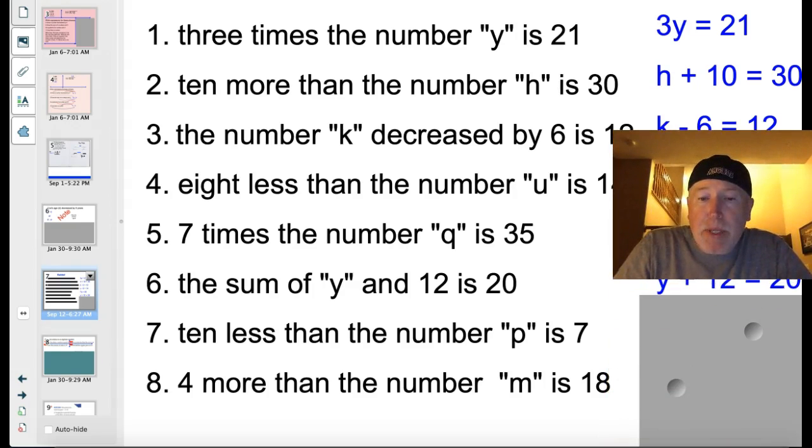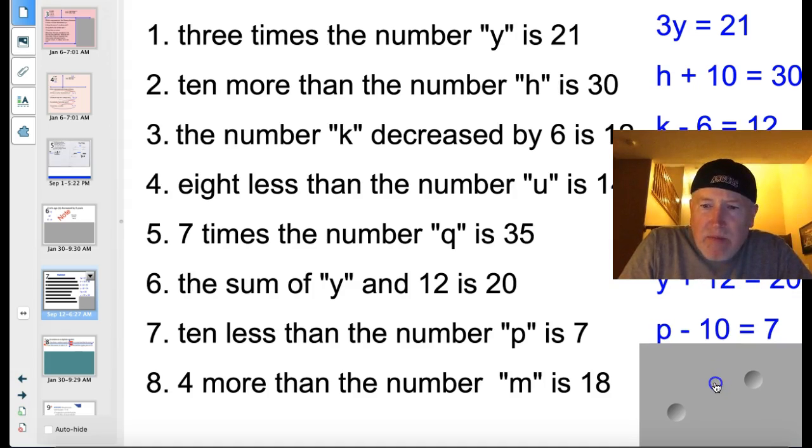10 less than the number p is 7. So is this 10 minus p or p minus 10? Well, 10 minus p, there's that minus p, that negative p. It's a negative variable. That's not going to work. This is written like this: p minus 10. Here's the p, and here's 10 less than p.